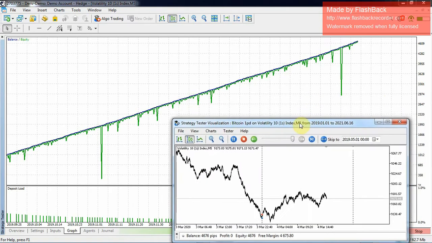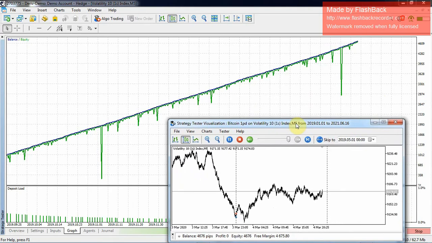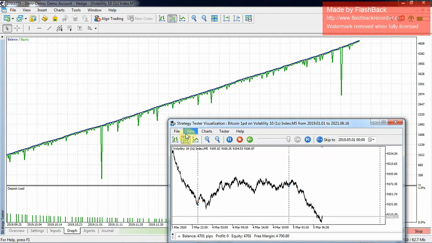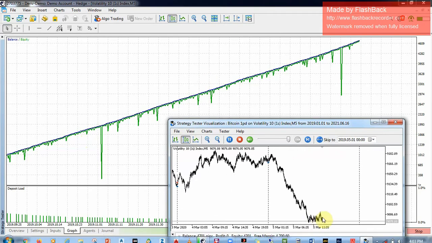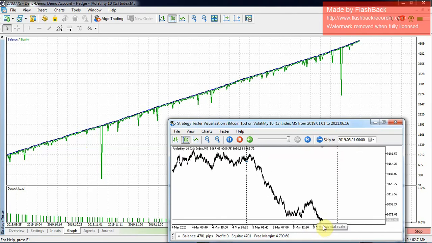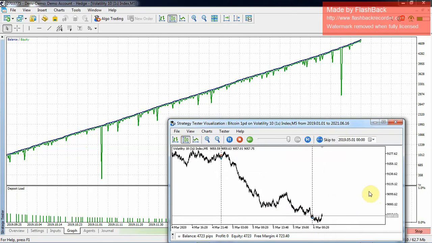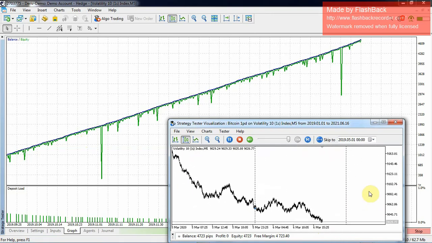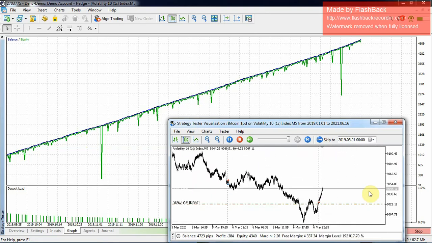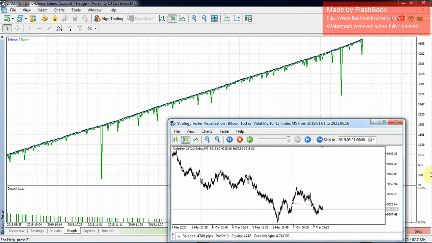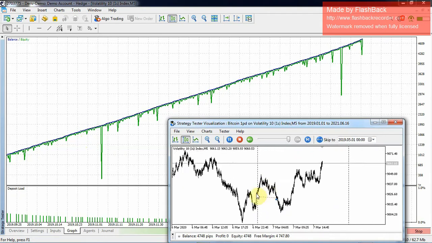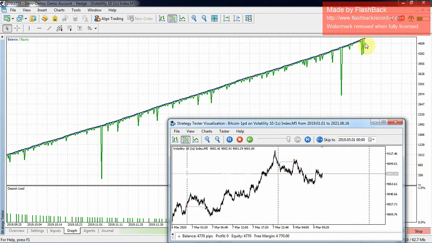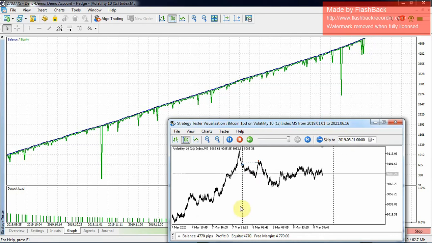Okay, so let's see. I'll leave the window here running so that you can be seeing the balance line and the charts at the same time. We're now in March, 5th, 6th March now. This is a volatility 10-1S robot in action. That's a drawdown there. That's another huge drawdown there. You see it there on the balance line, right?